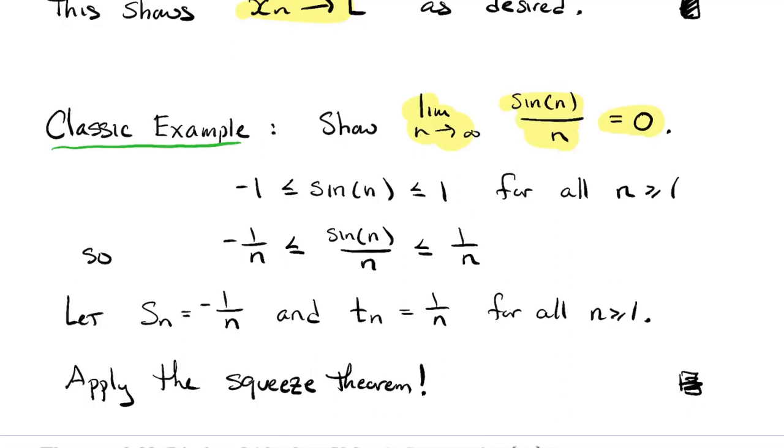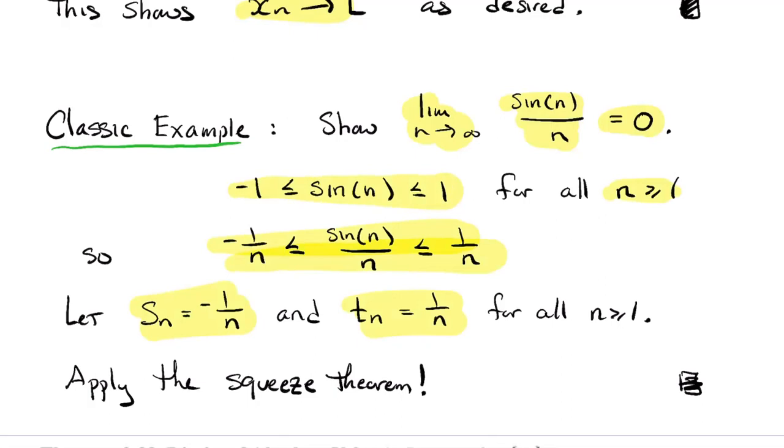So I'm leaning on some stuff that you know from trigonometry: no matter what n is, the y-coordinate of a point on the unit circle is always at least -1, and it's never more than 1. So for every n, the sine function is between there. And so if I divide everything by n, then I get those two inequalities. If you want to match the notation of the theorem, let Sn be -1 over n and Tn be +1 over n, then I've met the hypothesis of the squeeze theorem.